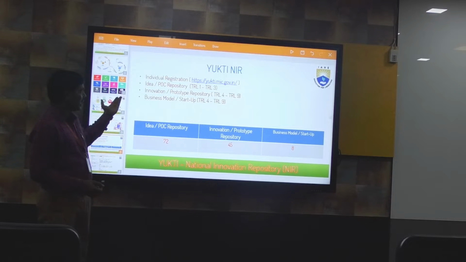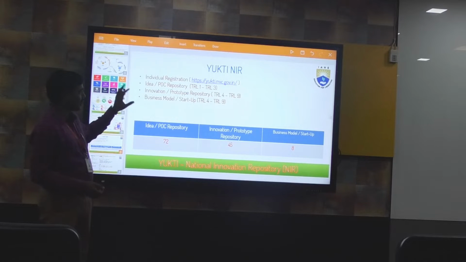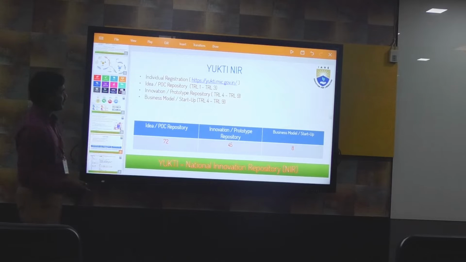yukthi.mic.gov.in. If they have basic ideas at the level of TRL 1 to 3, they can deposit their innovations as an IDR POC. If they have a higher level of technology, they can deposit it as an innovation or prototype repository. And the third one will be TRL 4 to 9, even startup or business models.